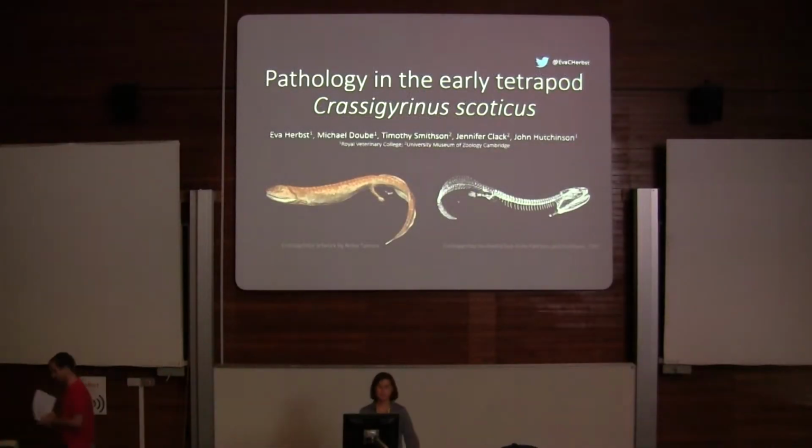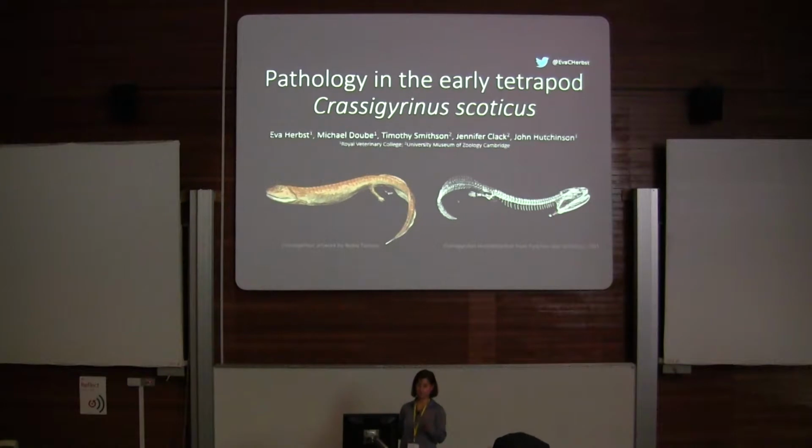So I'll be talking about pathology in early tetrapods, and there's been a lot of research into early tetrapods in terms of the rise onto land, but it's equally important to look at the tetrapods around that time period that stayed aquatic or maybe became secondarily aquatic to find out more about the evolution of early tetrapods in general.